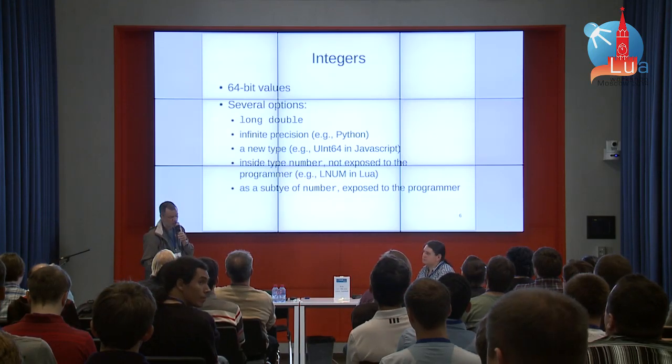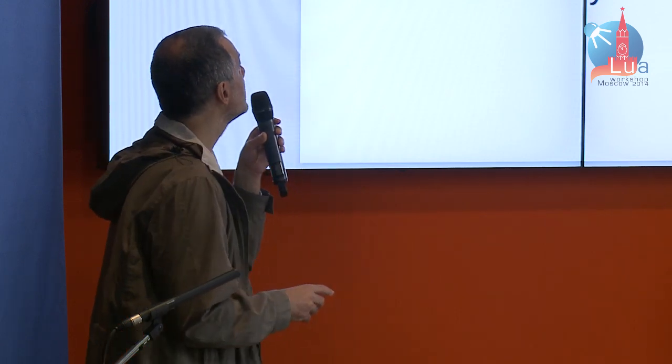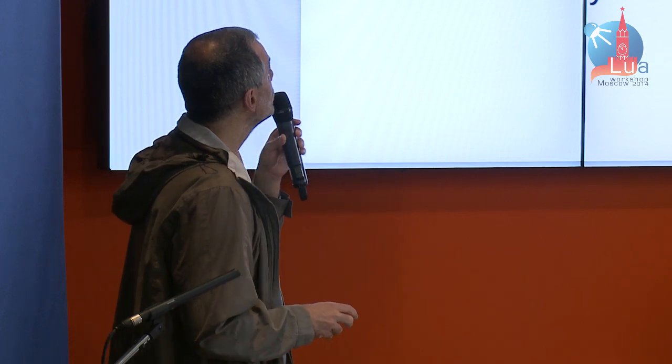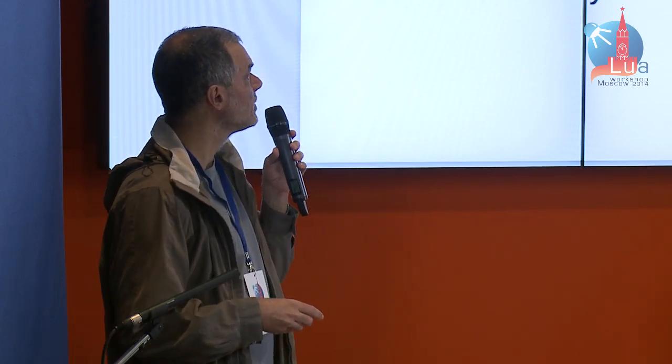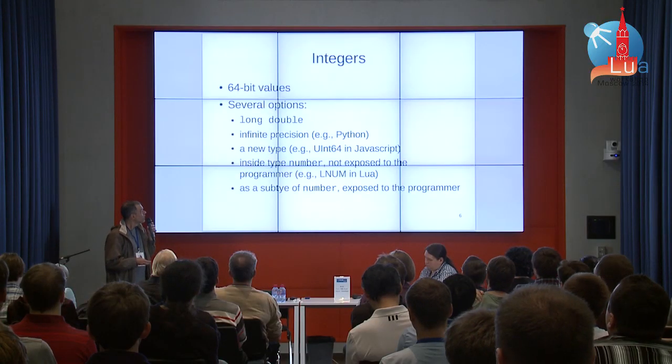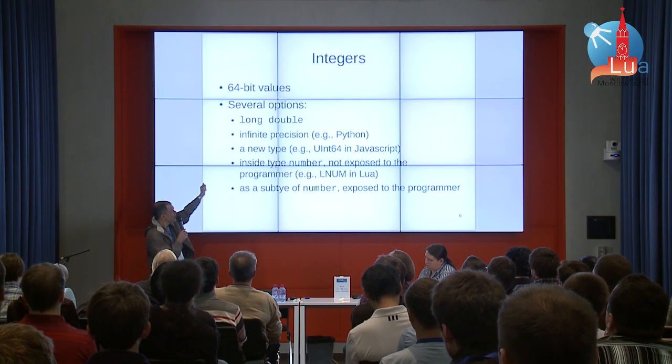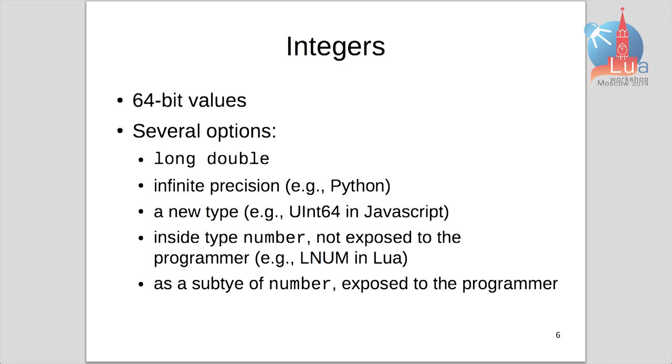One option was not to add integers, but to use long double as a type, as we did many years ago, because a long double should be big enough to support 64-bit integers. We could use infinite precision, like Python does. We can have a completely different type just to support 64-bit quantities, like uint64 in JavaScript. Or we can have it inside the type number, but not expose it to the programmer, like the lnum patch does for Lua.